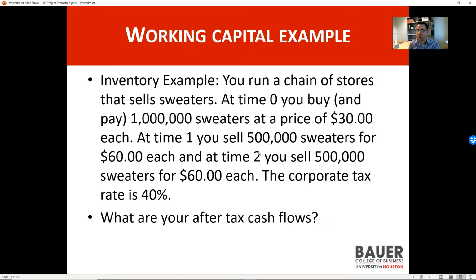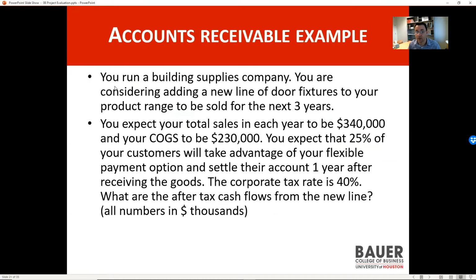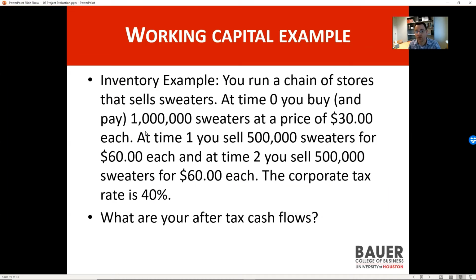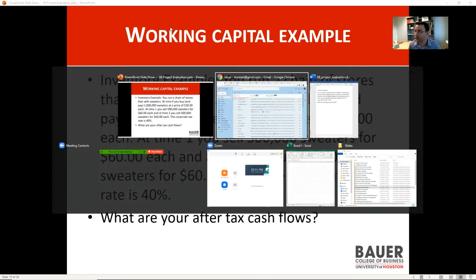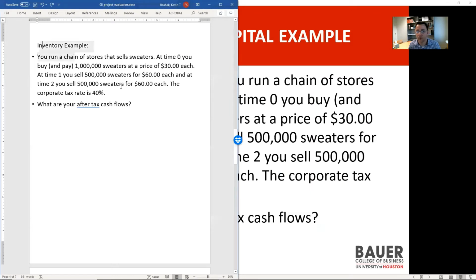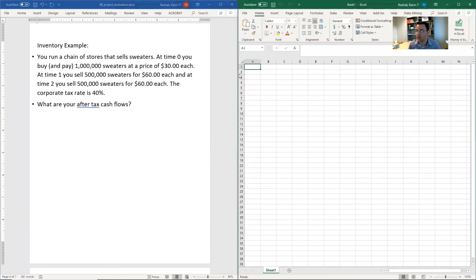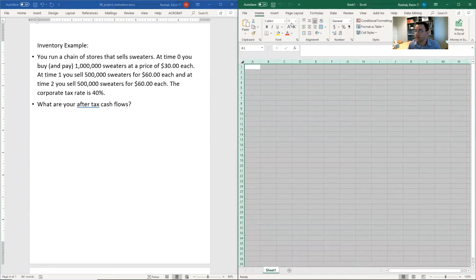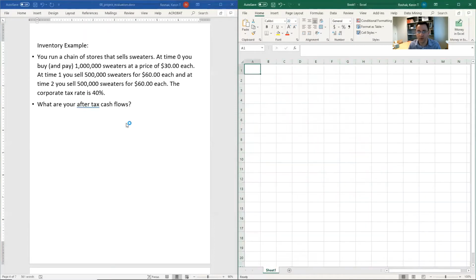All right, so what's going on here? The sales are pretty simple, but all you have to do is keep track of the inventory. Okay, you start with 1 million sweaters. You sell some at time 1, you sell the rest at time 2. We want to see how this working capital feeds into our free cash flow calculation. Okay. So I'm going to pull this up here. I just wrote out the text. We can do a little bit of work on the whiteboard, and we can also write it up in Excel to do the free cash flows for us.